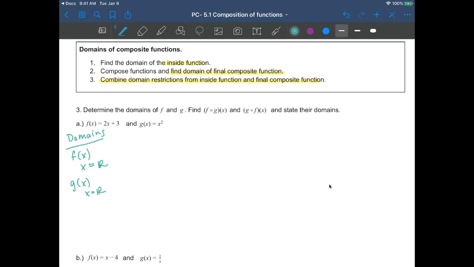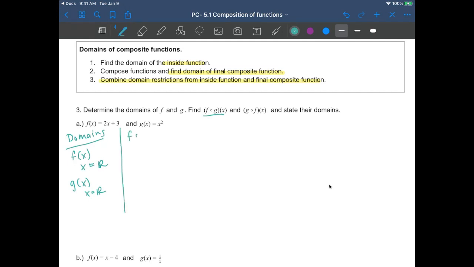So we don't really have any domain restrictions on f or g, so we don't have too much to worry about. But when we combine them, sometimes we can get a domain restriction in the end, so we'll have to be careful there. Okay, so the next part is we're going to find f of g of x.